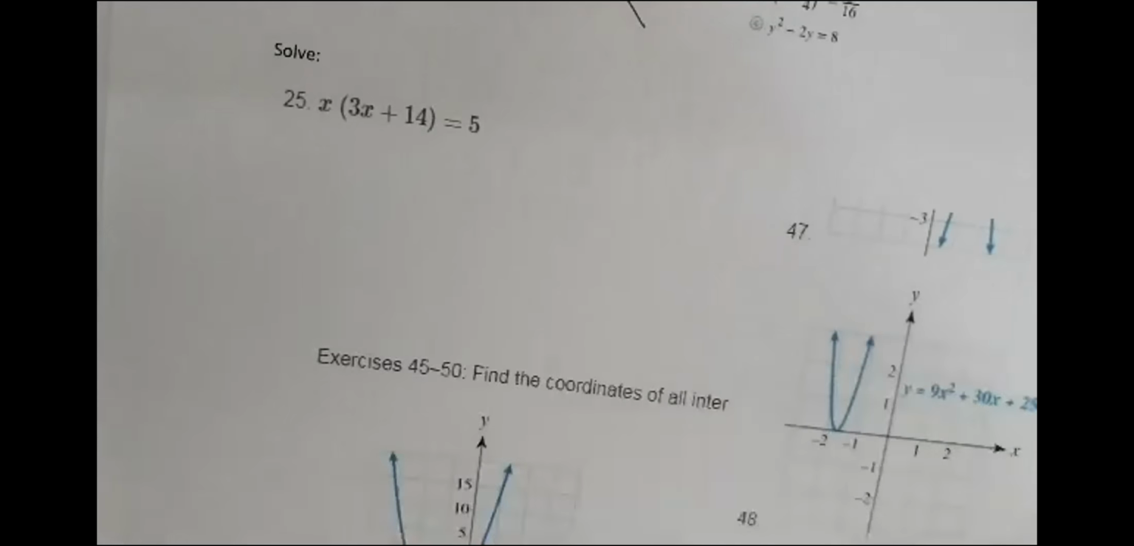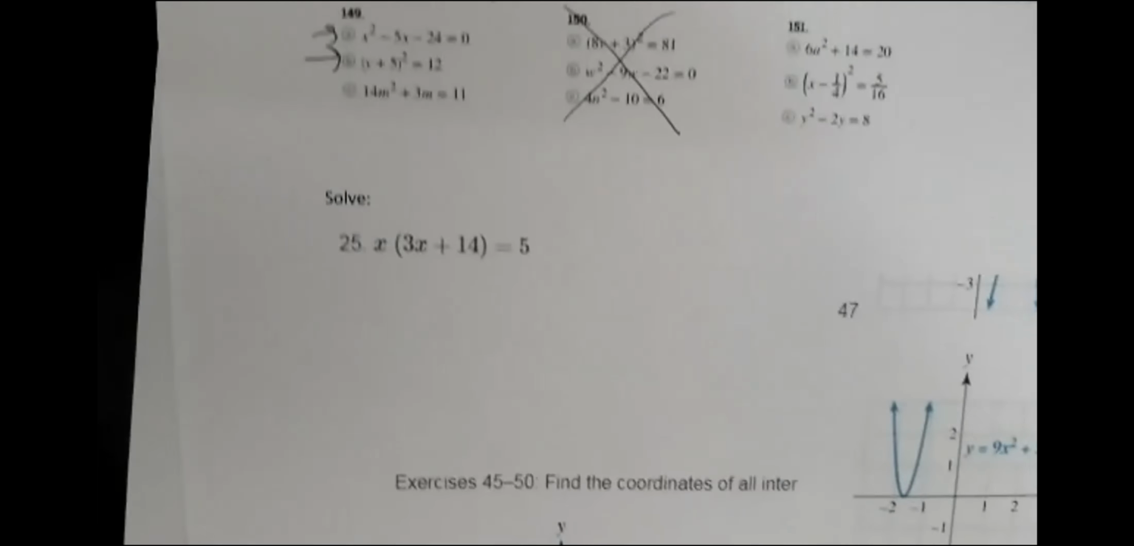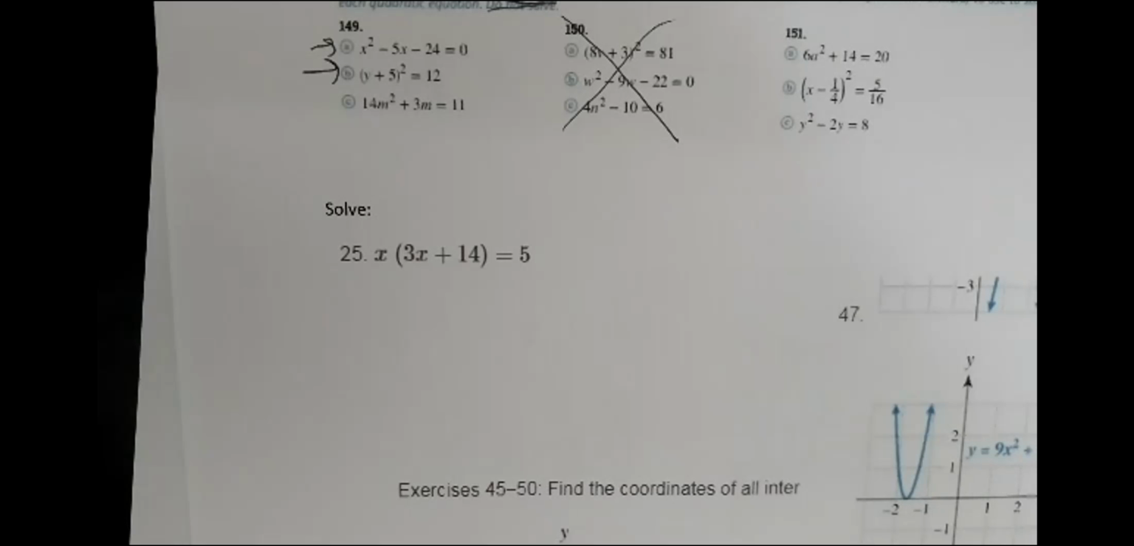Oh boy. Good. One more. 14m squared plus 3m equals 11. So looking at this, it doesn't look very pretty. But what's the first thing I should probably do? Subtract the 11 to make the equation equal 0. Yeah, put it in standard form.